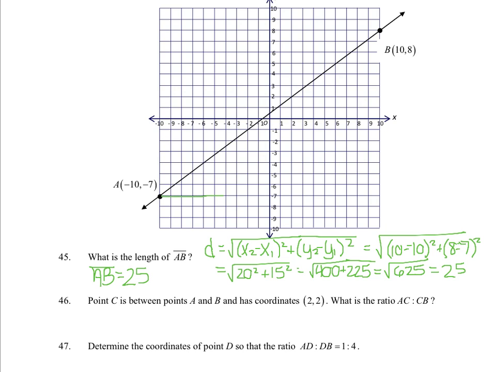If you wanted to, though, you could have found the length of this and the length of this and done a squared plus b squared equals c squared. That is what the distance formula is.